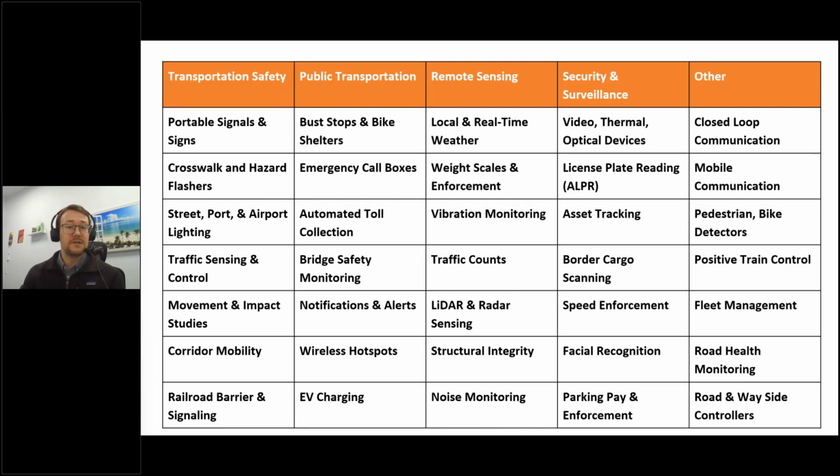So within these columns, you can see we have sort of broken out some of the major common applications and use case areas that we're seeing among transportation safety, public transportation, remote sensing, security and surveillance, as well as other applications. Now, of course, many of this is subjective and you could slide one value into another column and it would largely still be true.